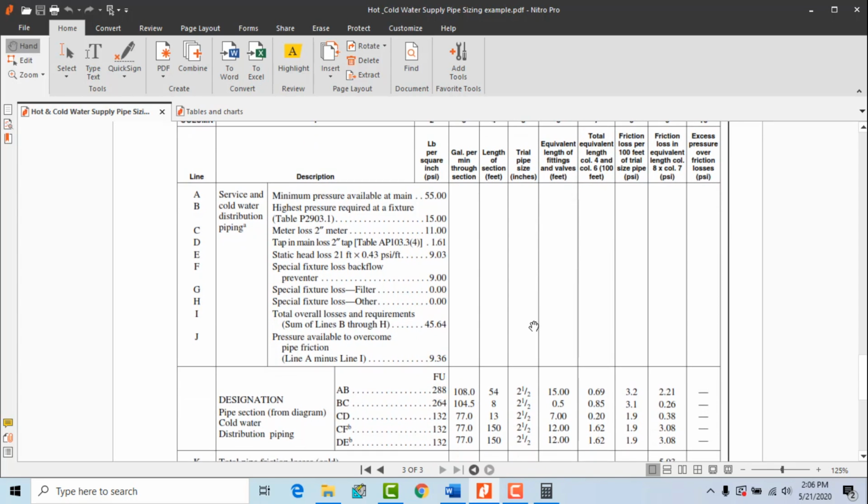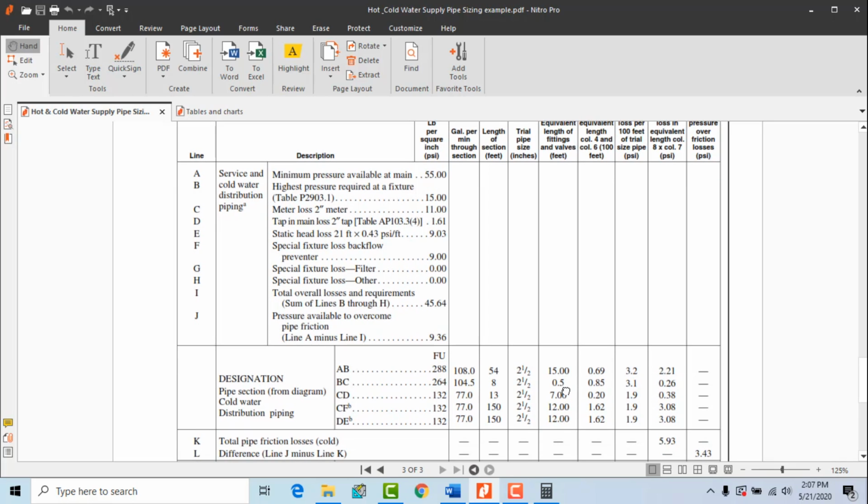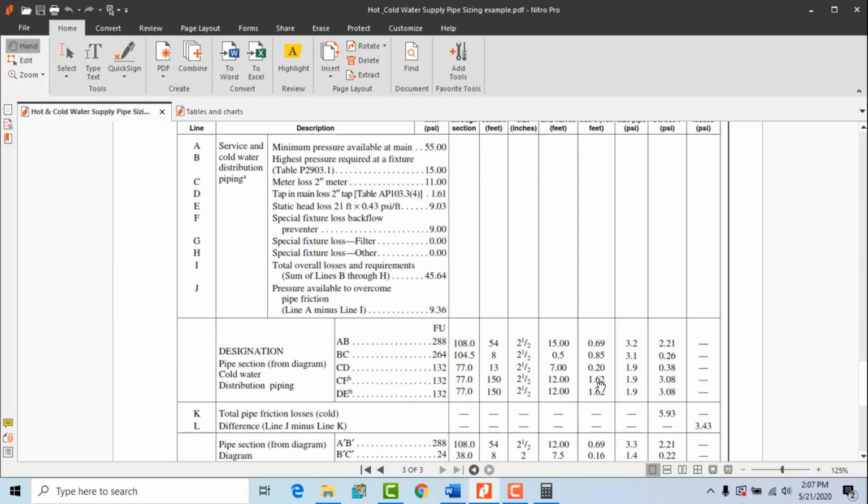Now we know the straight pipe length, and we know the equivalent length of the valves and the fittings. So we need to add both of them. The straight pipe length for section A to B is 54, and the equivalent length of fittings from section A to B is 15. We need to express this per 100 feet. So 54 plus 15 is 69, divided by 100, it will be 0.69.